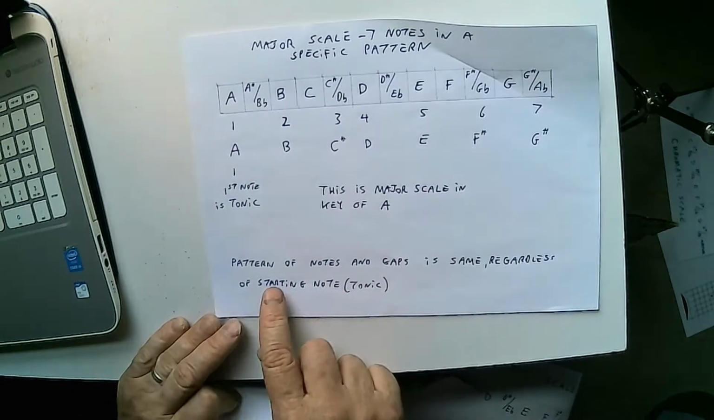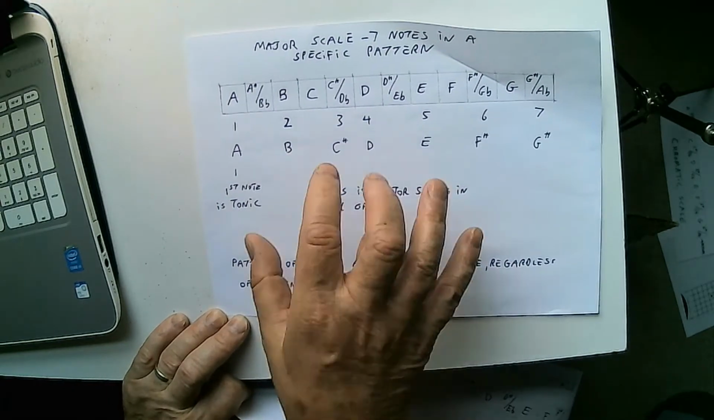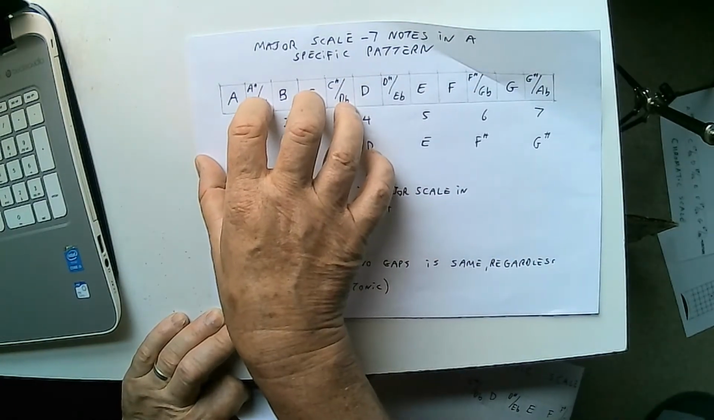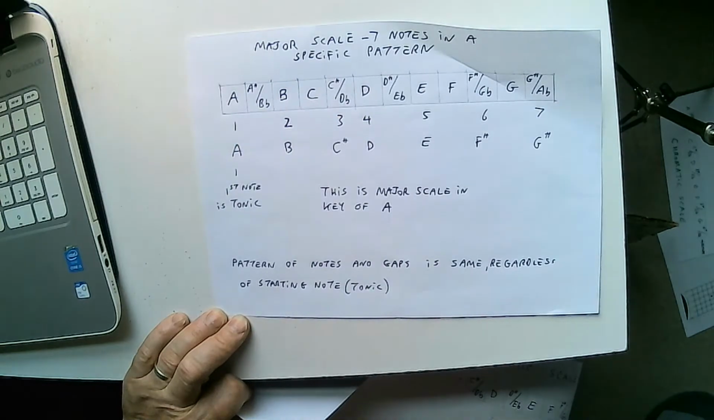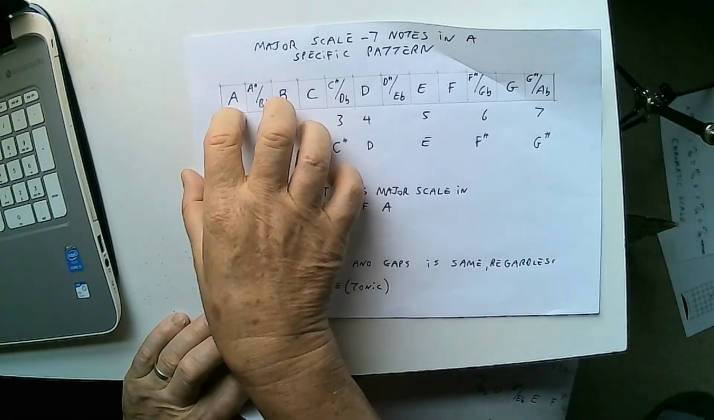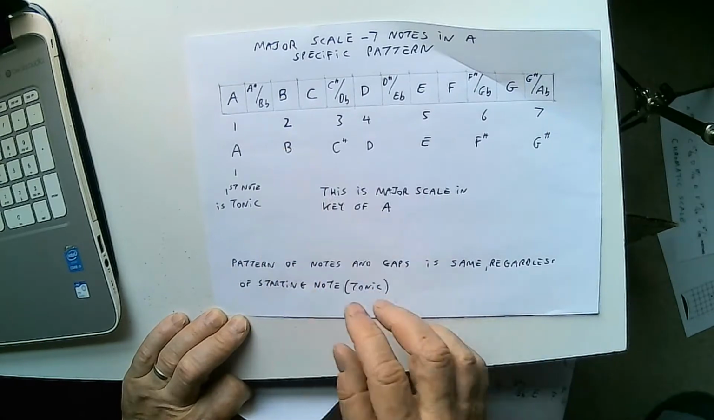The key thing to remember is that the pattern of notes and gaps is the same regardless of the starting note. So if I move that whole arrangement up or down, it'll still sound like do, re, mi. So if a singer says they can't sing a song because it's too high or too low, you just move that pattern up or down accordingly, and it'll sound the same, but it's all pitched higher or lower.